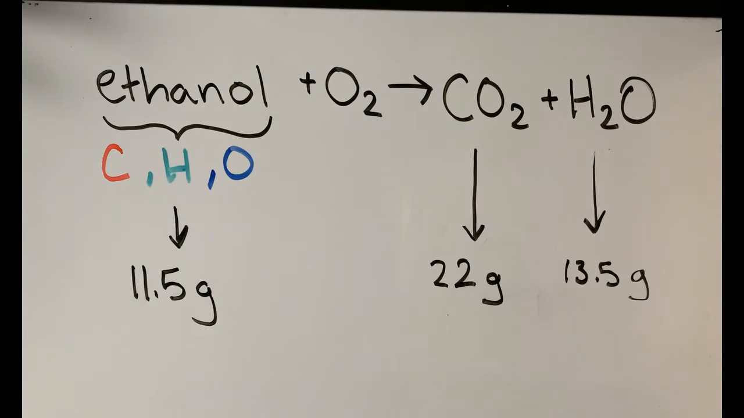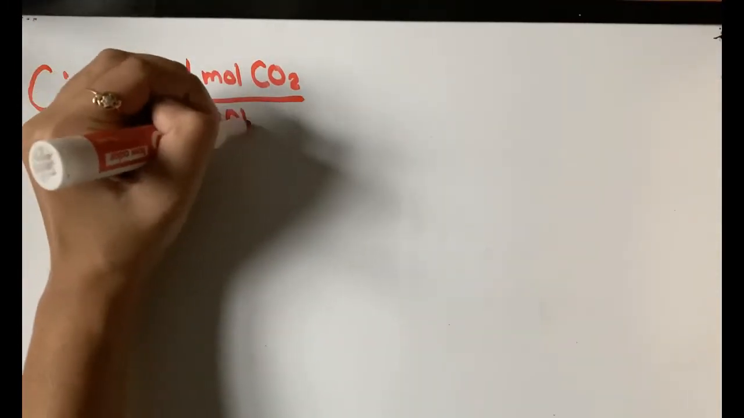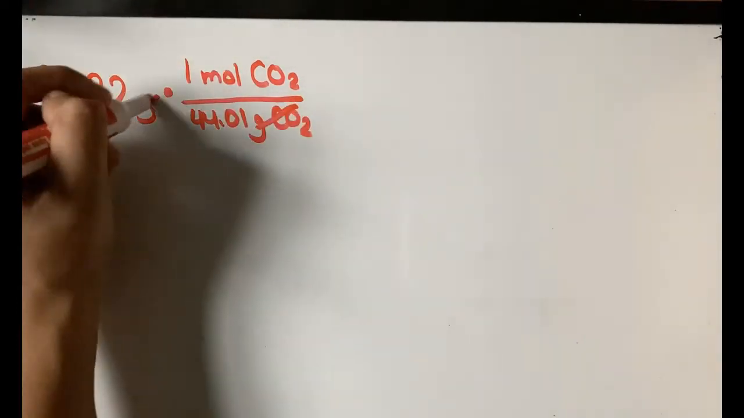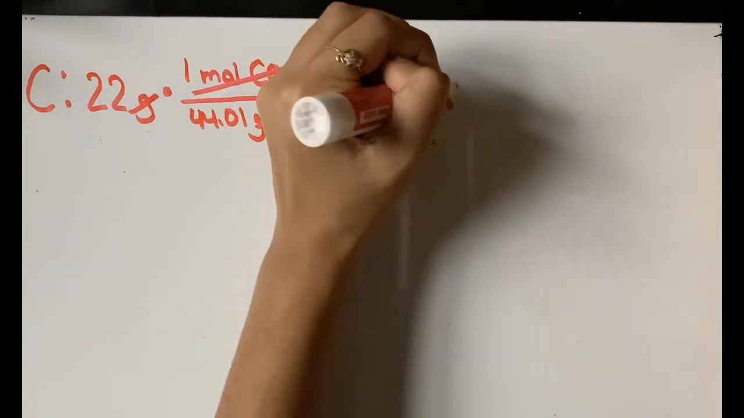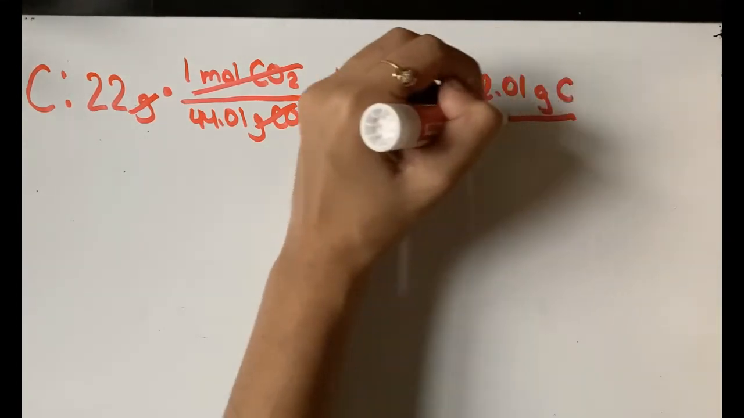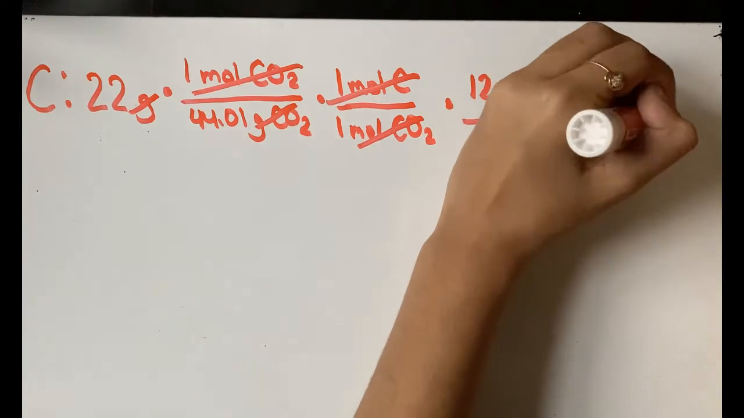To find the mass of carbon, we multiply the mass of CO2 that we have by 1 mole of CO2 over its mass, which is 44.01 grams. Then, we multiply it by 1 mole of carbon over 1 mole of CO2, since there's only 1 carbon atom in CO2. This gives us the moles of carbon. Finally, we multiply by its molar mass, which is 12.01 grams of carbon for every mole. This equals about 6 grams.